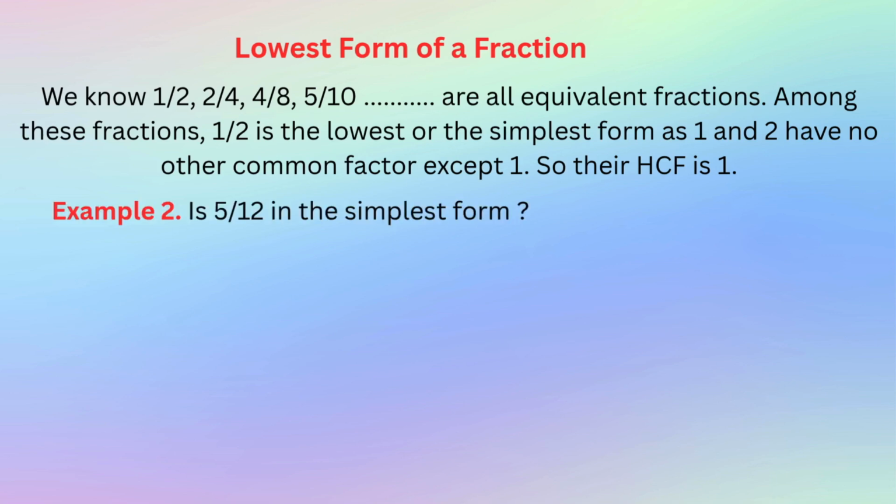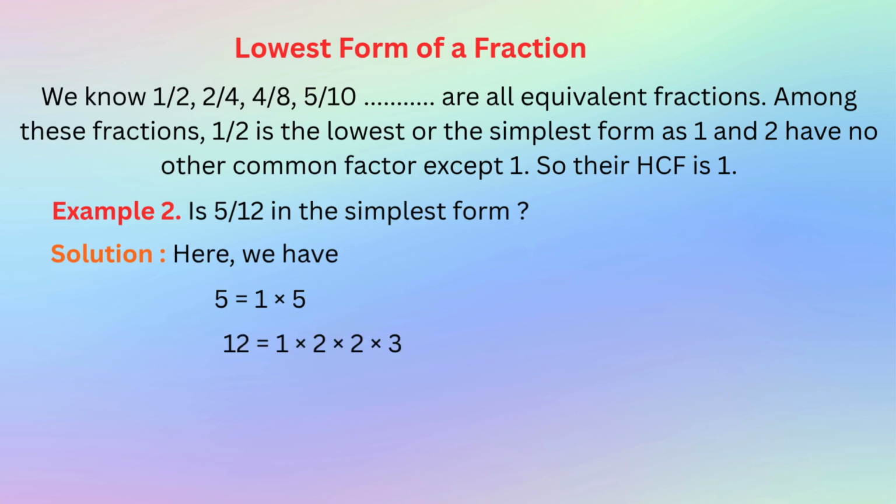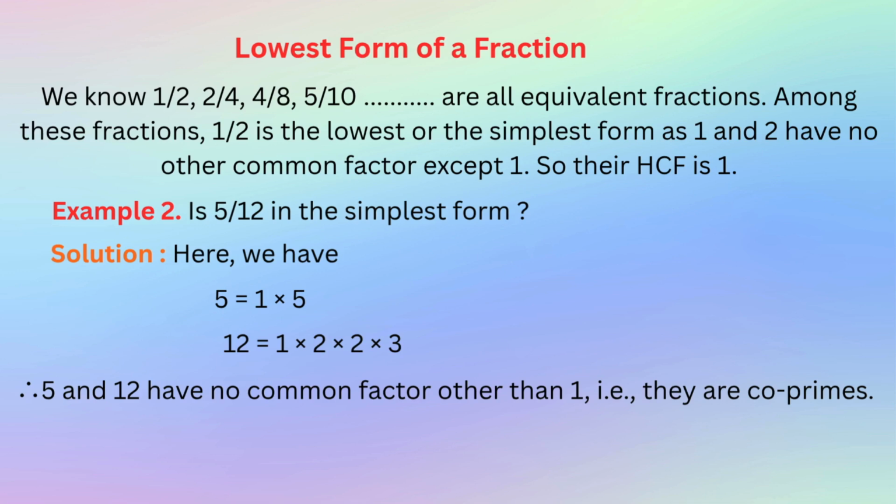Example 2. Is 5/12 in the simplest form? Solution. Here, we have 5 equals 1 times 5, and 12 equals 1 times 2 times 2 times 3. Therefore 5 and 12 have no common factor other than 1, i.e., they are co-primes. Therefore 5/12 is in the simplest form.